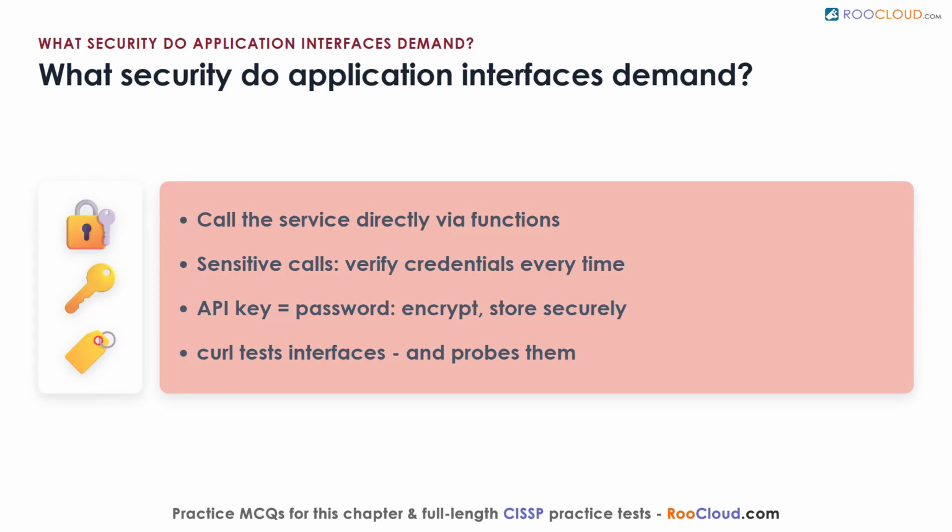But any interface that changes data, places orders, or exposes sensitive information must verify credentials and authorization on every single call. This is usually done with a complex API key passed along with each request, which the backend validates before acting. Treat that key like a password, storing it securely and sending it only over encrypted channels, because anyone who steals it can act as you. Tools like curl let developers post requests straight to an interface for testing, and attackers use the very same technique to probe it. Think of an API key as the badge that opens a staff door. Lose it, and a stranger walks right in wearing your identity.